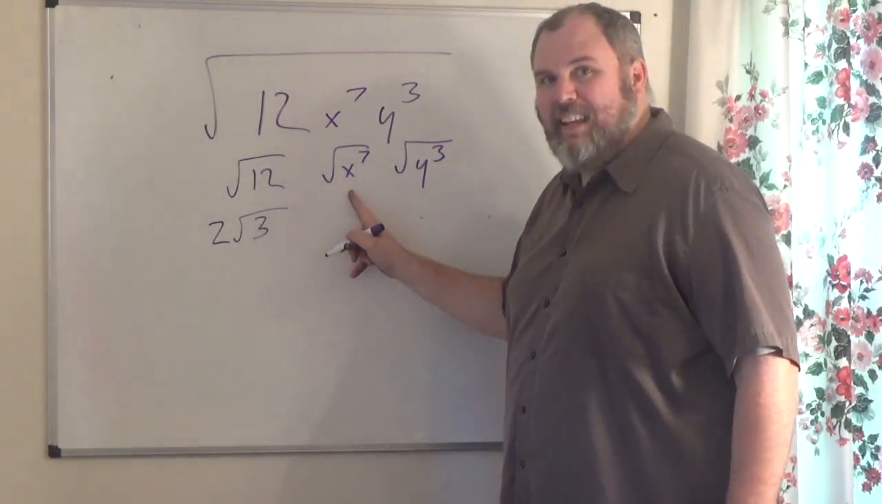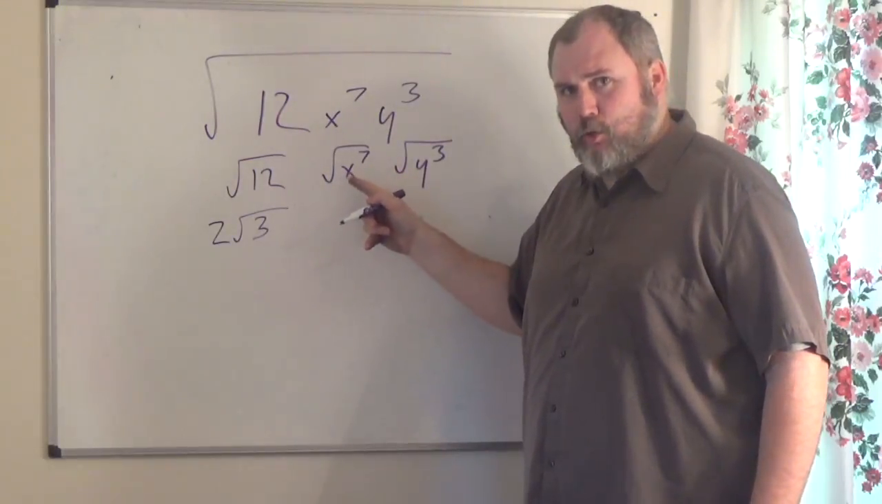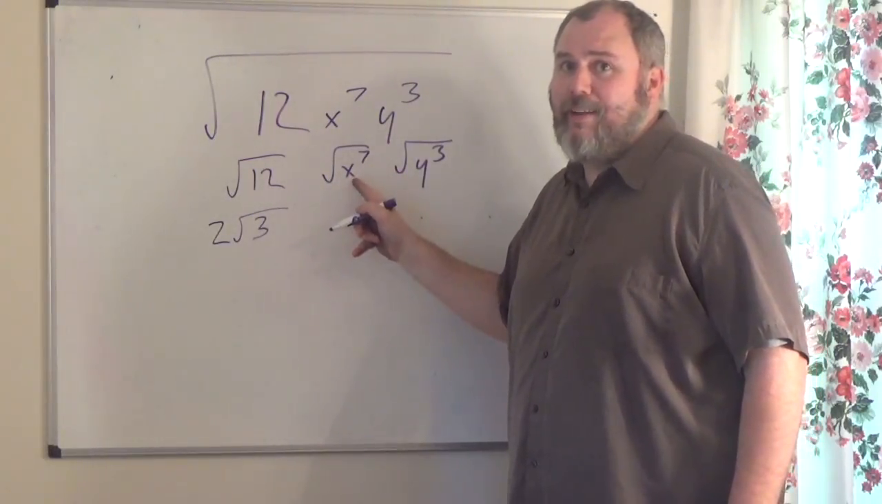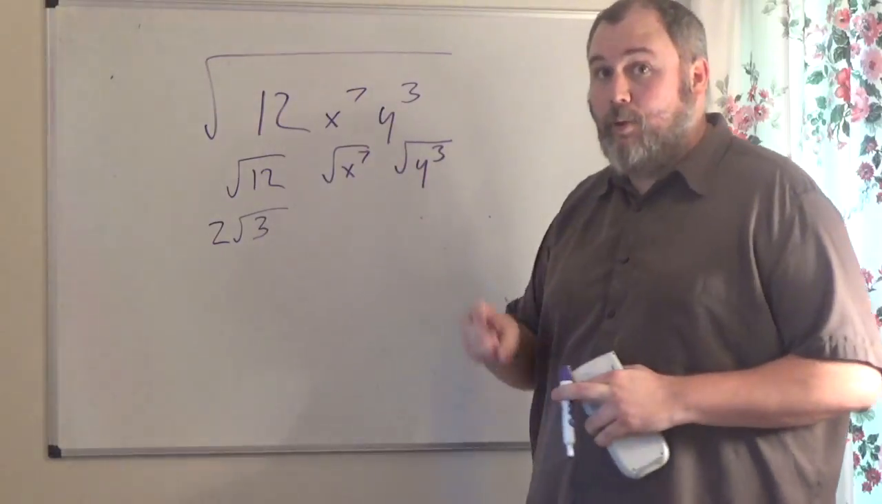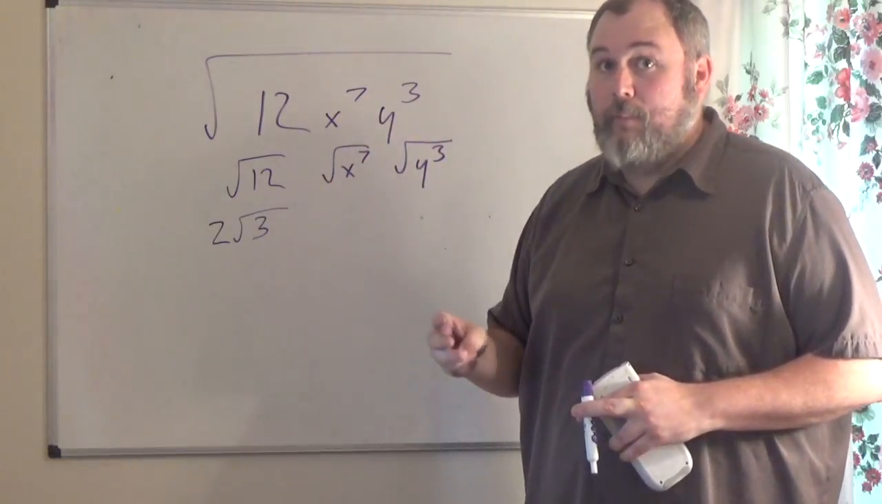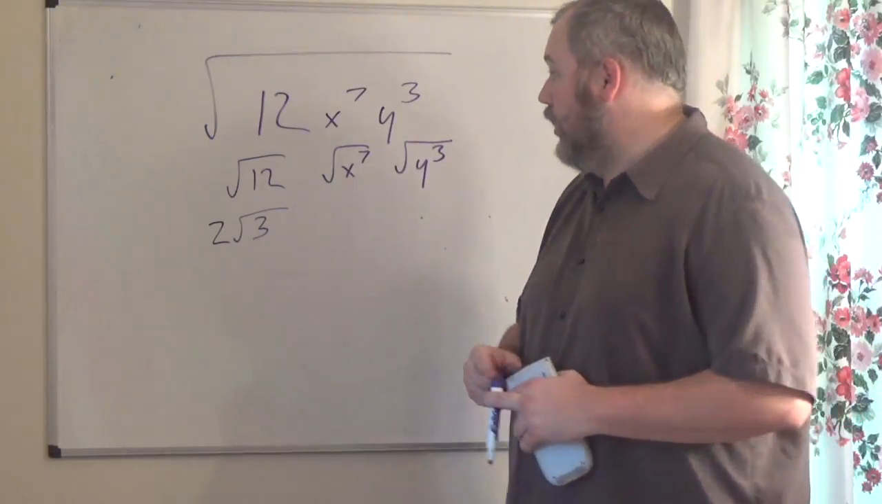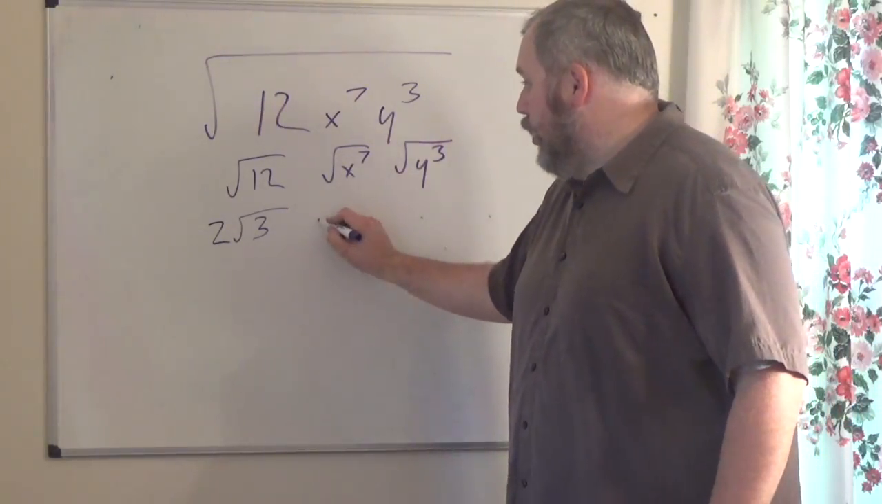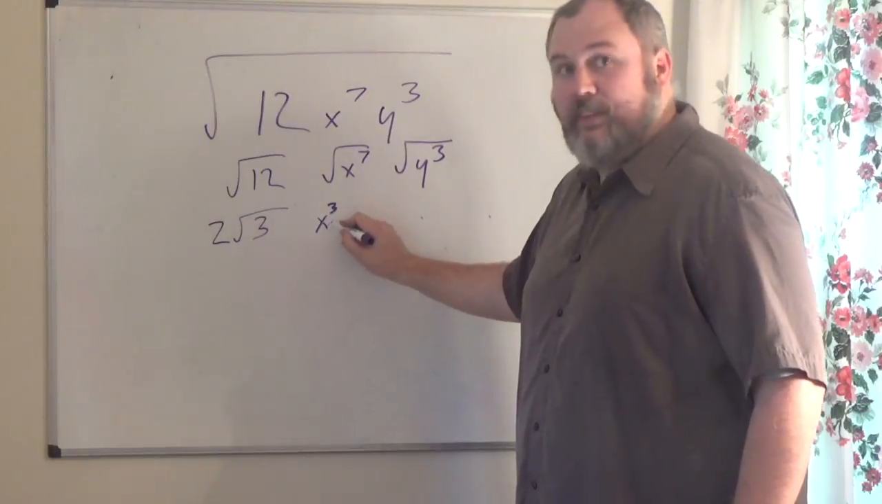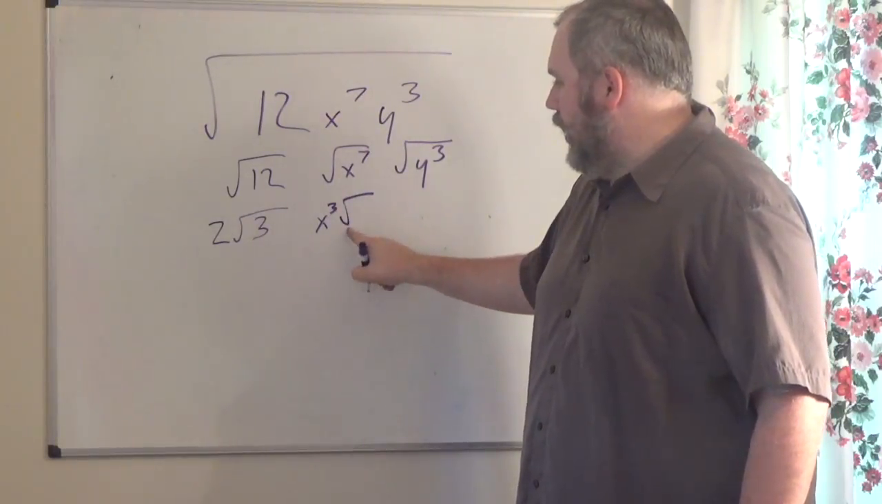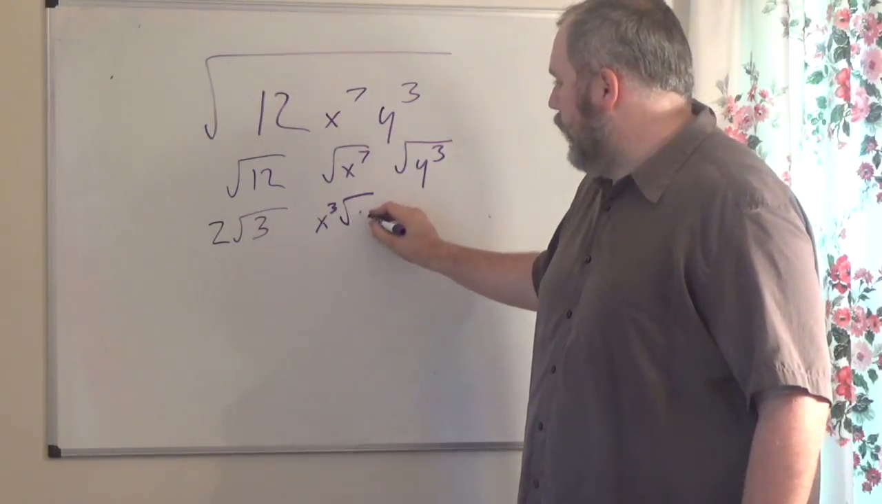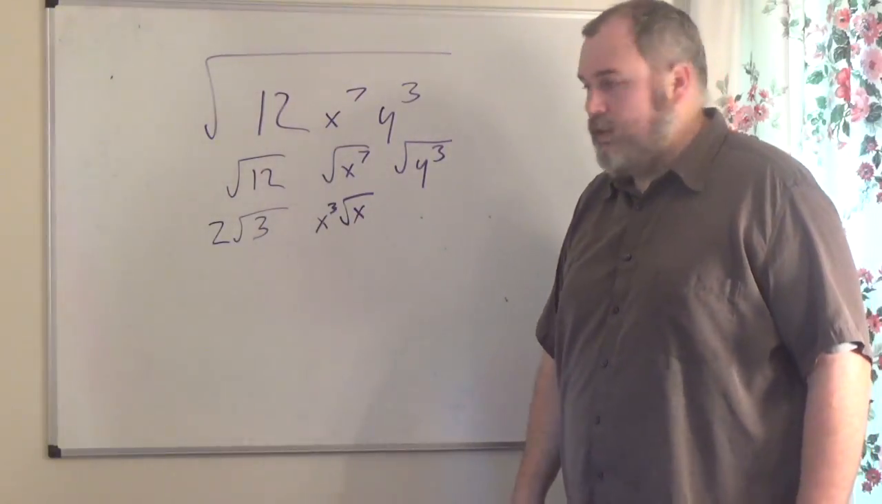Well, what's happening here? I'm asking how many groups of 2 can I pull out of this x to the 7th? Well, I can pull out 3 groups of 2 because I know 3 times 2 equals 6, and what's left over is the 1. So since I'm pulling out 3 groups of 2, it's x cubed times the square root of x.